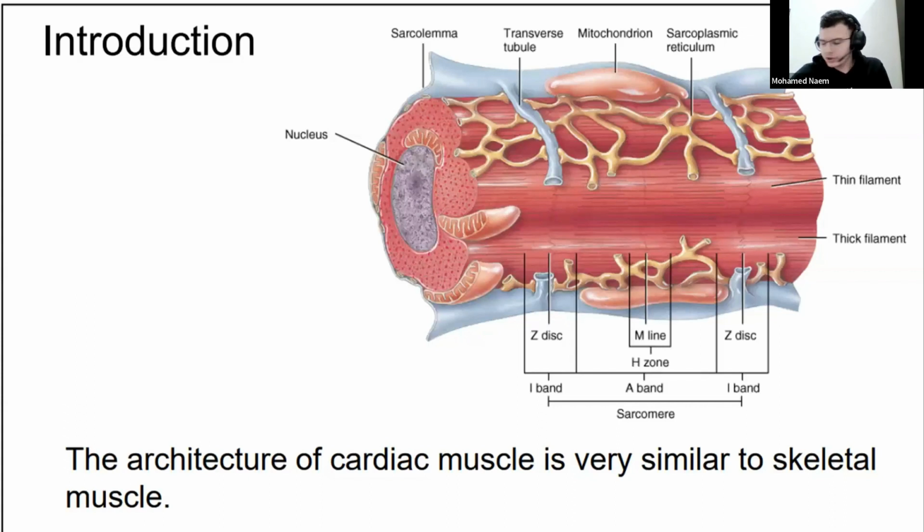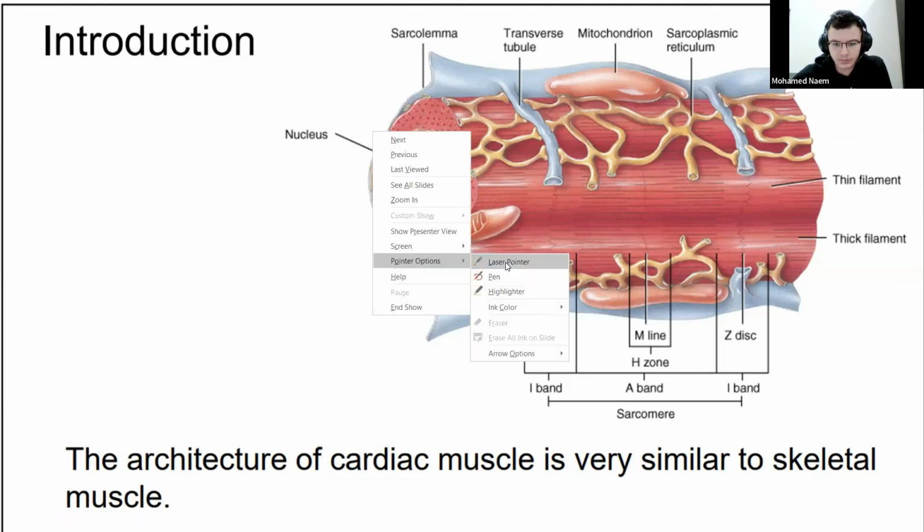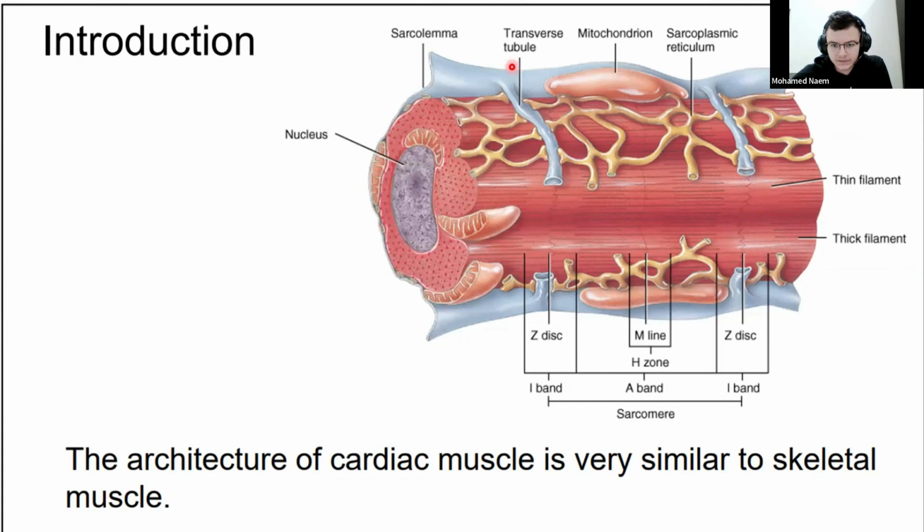So just for the introduction, guys, this is the normal cardiac muscle cell, as you all know. You took it in MSK probably. It looks very similar. This is the transverse tubule. Okay, let me just put the pointer, I think it would be better. Yeah, this is the transverse tubule.